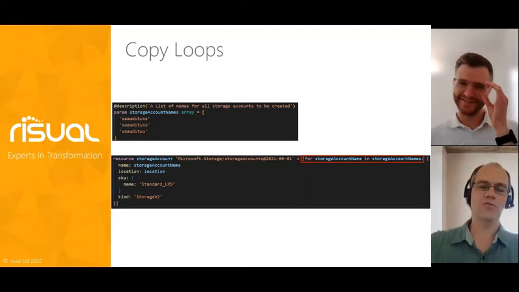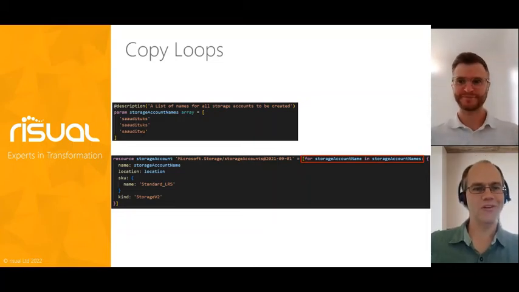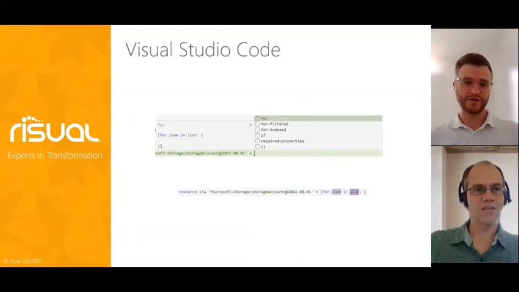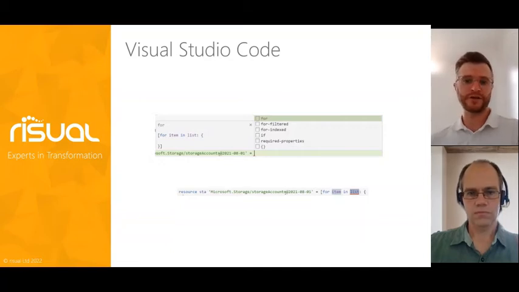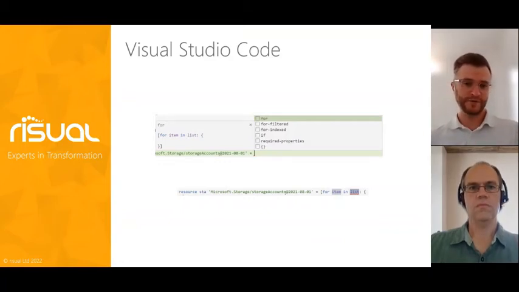Does Visual Studio Code, you were talking about the wonders of Visual Studio Code last time, does that do that for you? Yeah, it's really good actually. So if you are using Visual Studio Code, which I highly recommend, it can create the loops for you when you go to create your resource. So if you just start typing for, IntelliSense will pop up and give you some options. So if you want a for loop, just press enter, and then it will insert the syntax for you.